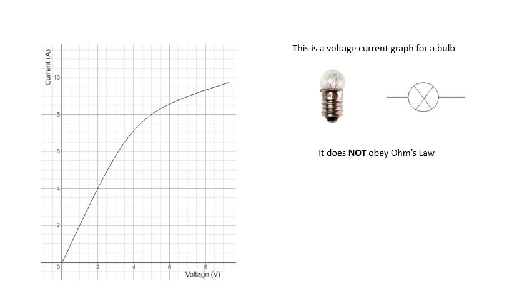Possibly you could argue that it's a metal, and because the bulb gets hotter, it doesn't have to obey Ohm's law because it's getting hotter. Temperature's a factor. But you remember, it does not obey Ohm's law.